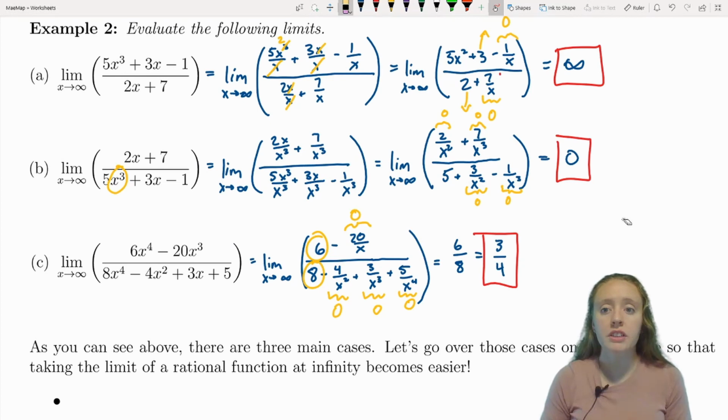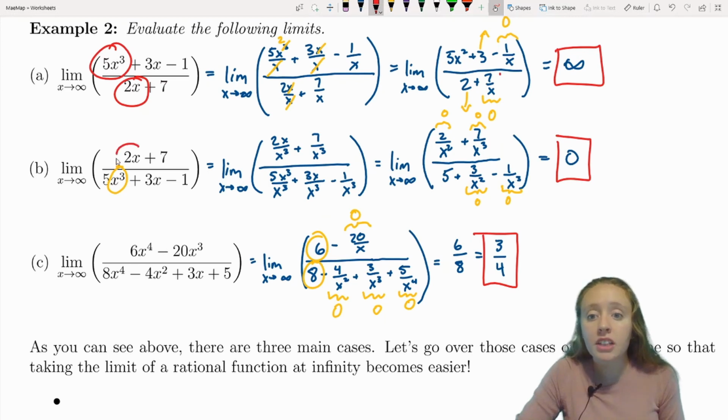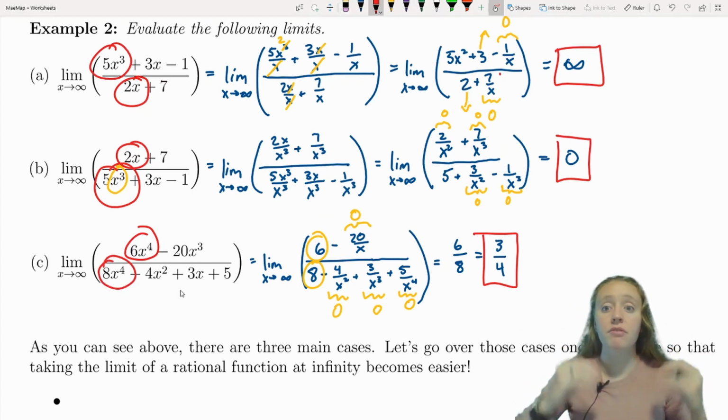Now, doing all this work to evaluate these rational functions, dividing by that highest degree in the denominator, gets a little tedious. But as you can see, there's three main cases: when the numerator has a degree that's higher than the denominator, when the numerator has a degree that's smaller than the denominator, or when the degrees of the numerator and denominator are the same. So using this and thinking about how the functions grow, what dictates the growth of those polynomials, we're going to be able to do similar rational functions, but a lot quicker.